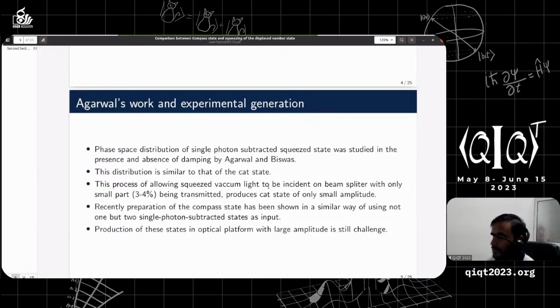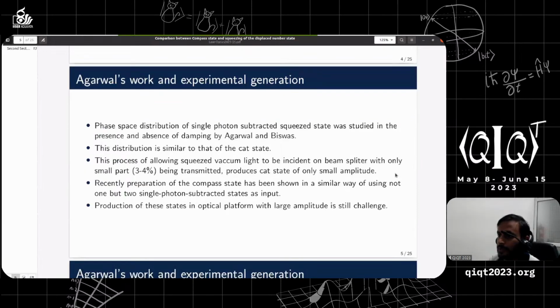So now I will talk about Agarwal's work, how these states can be experimentally produced. Agarwal's work was related to the use of the squeezed state and subtracting a single photon. He studied properties such as the Wigner function in the presence and absence of damping. He found that after subtracting a single photon from the squeezed state, which is also equivalent to squeezing a single photon, it has a Wigner function similar to the cat state, as well as other properties, such as the statistics of the cat state, which were approximately the same as the cat state.